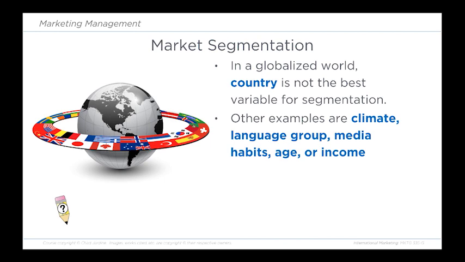Despite changes of the last year or so against globalization, still the overall trend is for a more globalized world. And in that globalized world, sometimes political borders aren't the best way to segment. You might find that there are other more distinct cultural lines upon which you can segment your market. Examples being climate, language group, media habits, age, income. There could be other things.